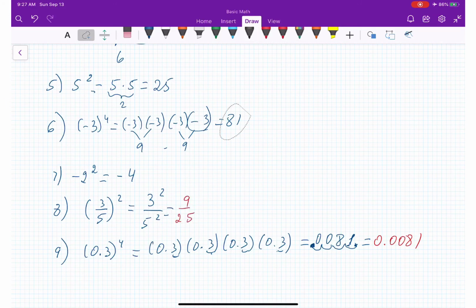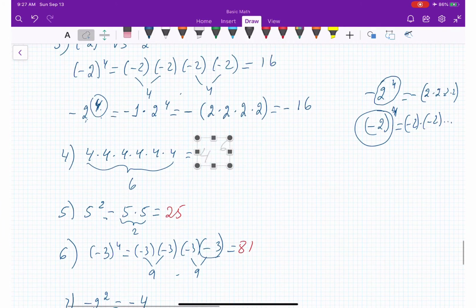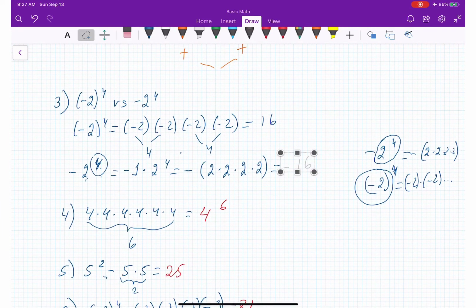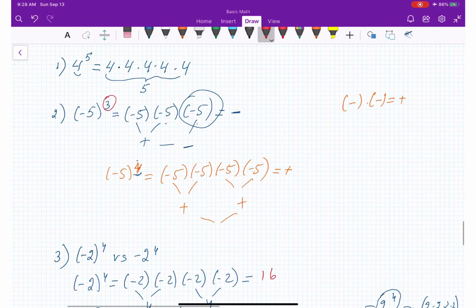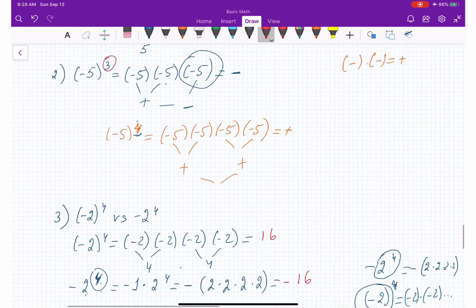Okay. Let me see. I always forget to make it red color so you would know where to look for answer. Okay, this one is good. Okay, we're good.